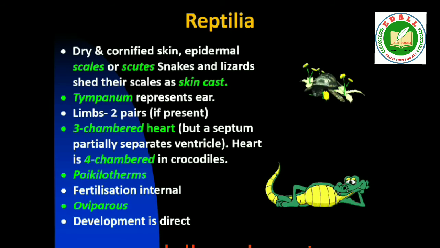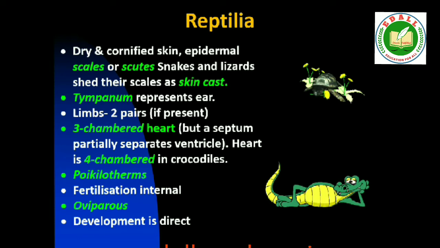Fifth is class Reptilia. The class name refers to their creeping or crawling mode of locomotion, Latin, repere reptum, to creep or crawl. They are mostly terrestrial animals and their body is covered by dry and cornified skin, epidermal scales or scutes. They do not have external ear openings. Tympanum represents ear. Limbs, when present, are 2 pairs. Heart is usually 3-chambered, but 4-chambered in crocodiles. Reptiles are poikilotherms. Snakes and lizards shed their scales as skin cast.